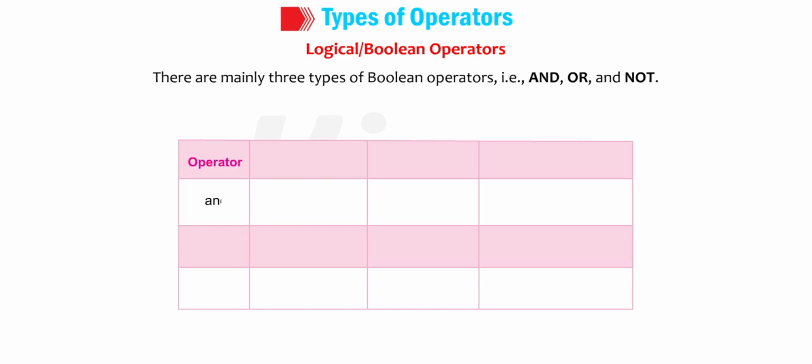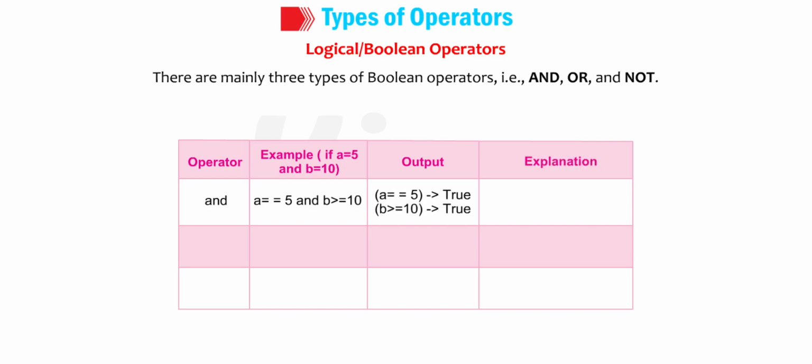Operator AND. Example, if A equals to 5 and B equals to 10. A equal to 5 and B is greater than equal to 10. Output, A equal to 5, True. B greater than equal to 10, True. Explanation. So the result of the expression is true. Or, A smaller than 5 or B not equal to 10. A smaller than 5, false.